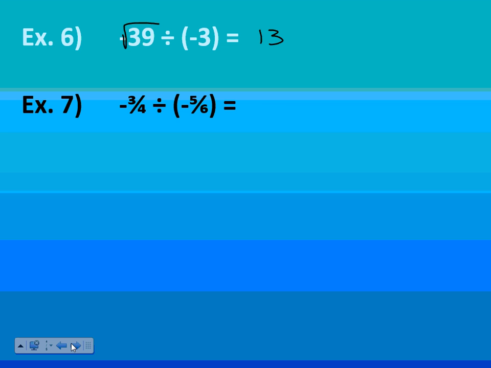Okay, so here's what I would do. Copy the first. Change it to multiplication, and then 5 over 6 will now become 6 over 5. And again, to multiply, can you multiply straight across? Sure, but what am I going to do first? Reduce. 3 and 5 reduce. 6 and 4 reduce by 2. So the 4 can become a 2, and the 6 can become a 3. Then when we multiply across, 3 times 3 is 9 over 10, and a negative divided by a negative is a positive. Any questions on multiplying by the reciprocal?